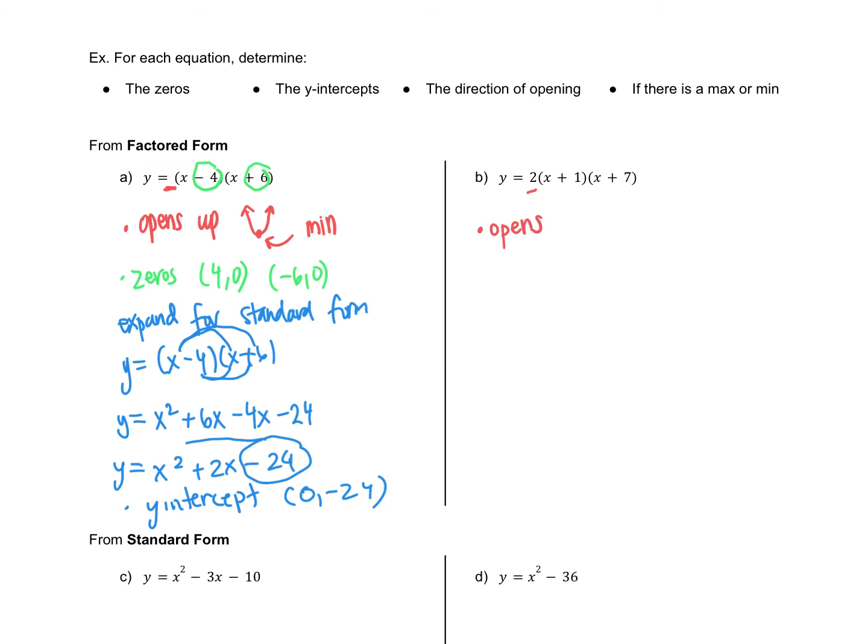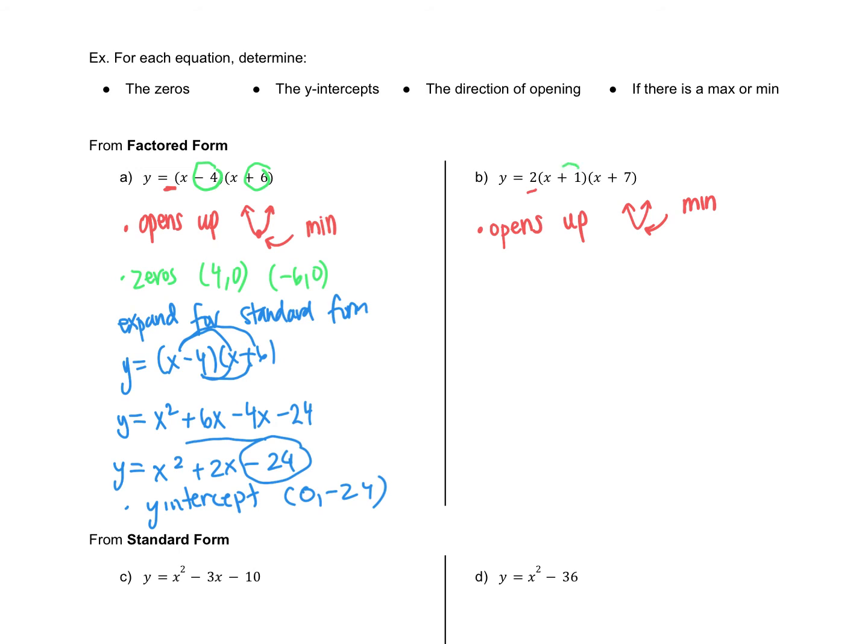So that means it opens up. And once again, because it's opening up, I like to personally draw this sketch for myself. That way I can clearly see that we have a minimum. It's a more visual way. Instead of memorizing up means min, down means max, the visual doesn't make you memorize anything.